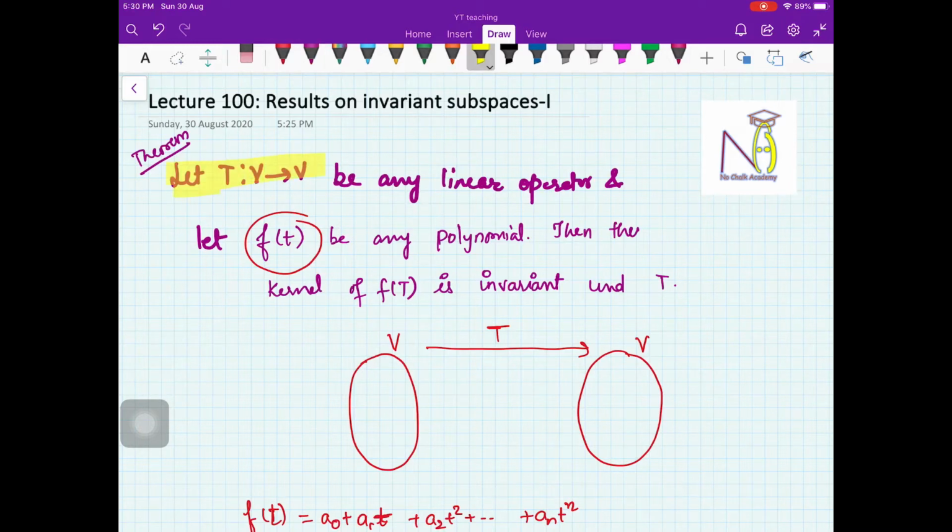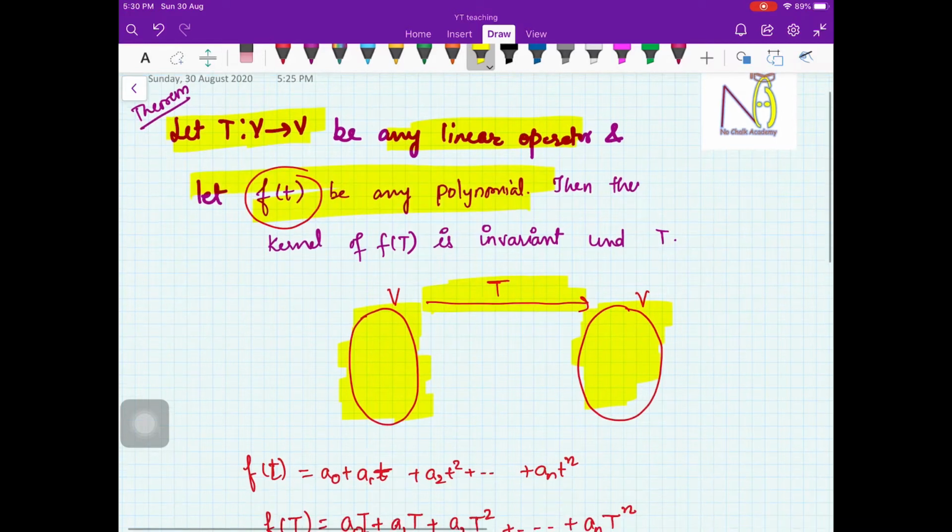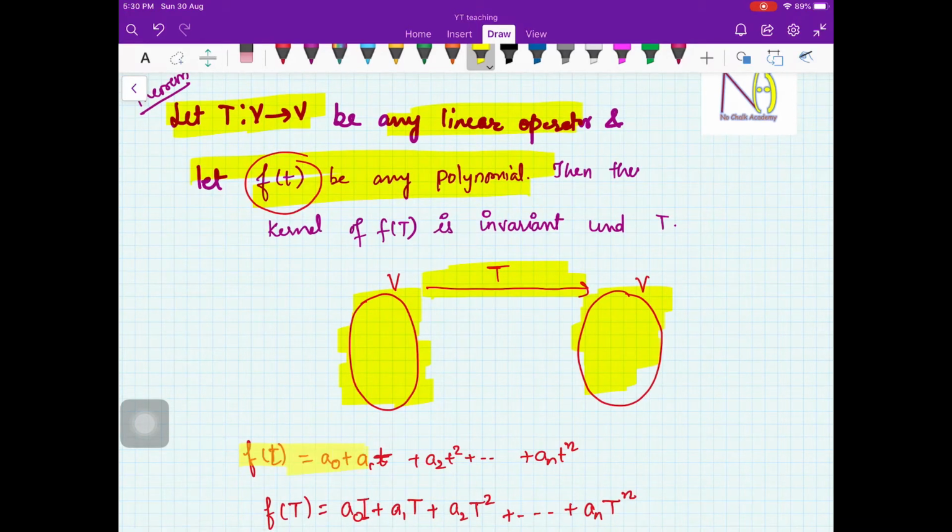Here we are saying, suppose T from V to V is any linear operator. So you have a vector space V and a linear operator T from V to V, and then let f(t) be any polynomial. I am supposing that f(t) is a polynomial of degree n. Then we have to show that the kernel of f(T) is invariant under T.